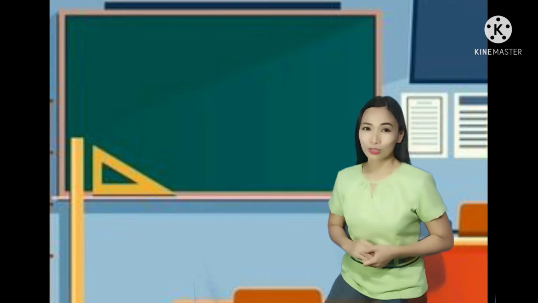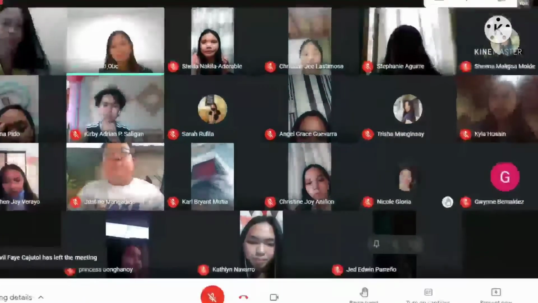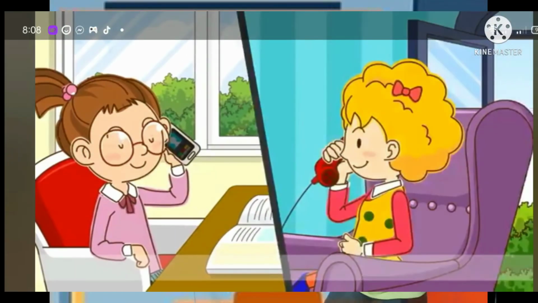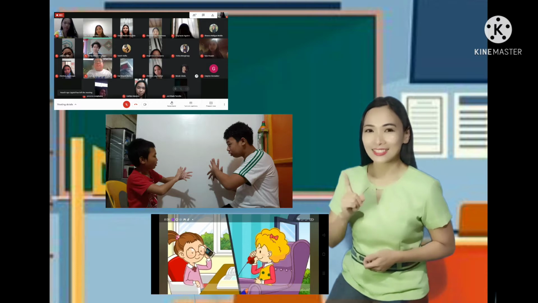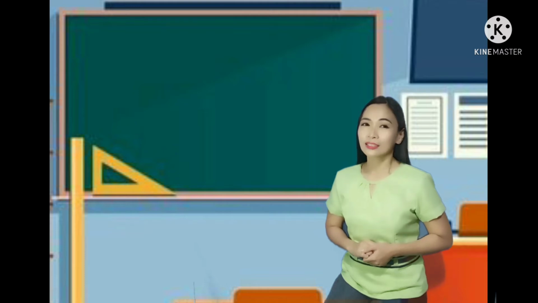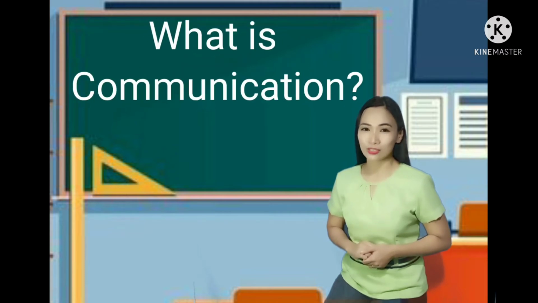But before we proceed, take a look at the following images. Now, what can you tell about these images? Yes, that is correct. These are all pictures of communication. Now, what is communication?